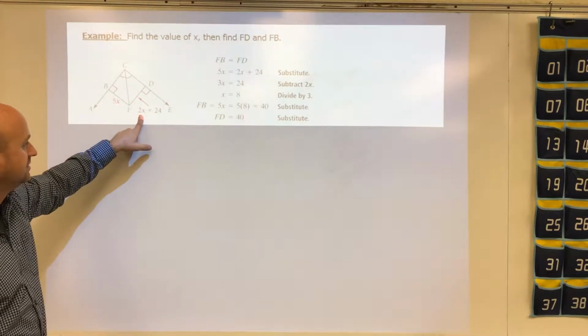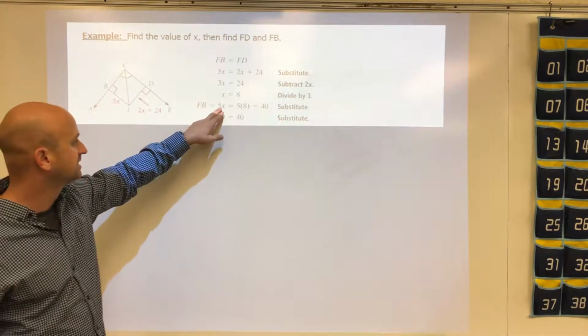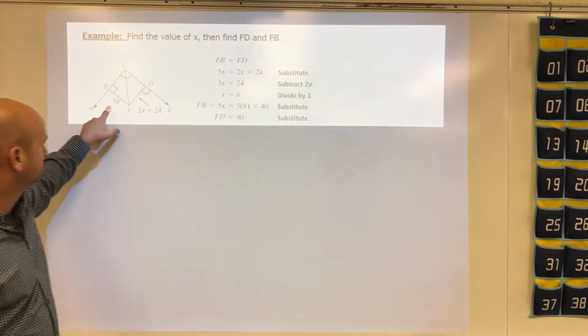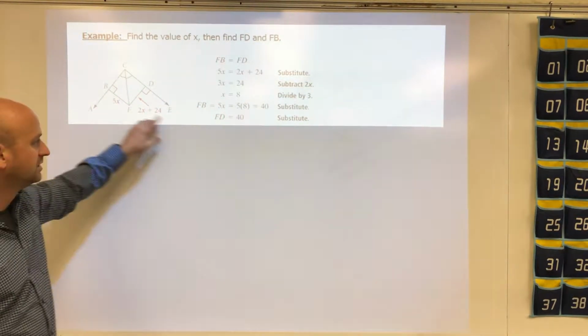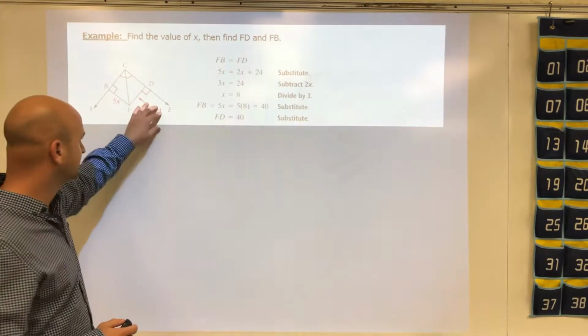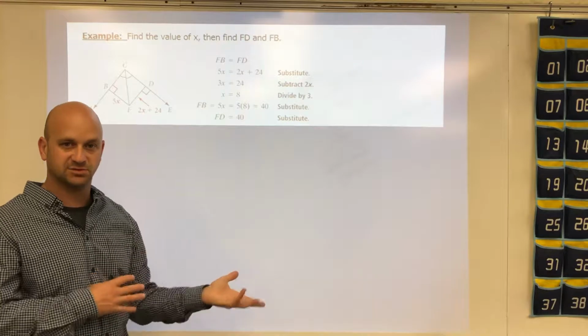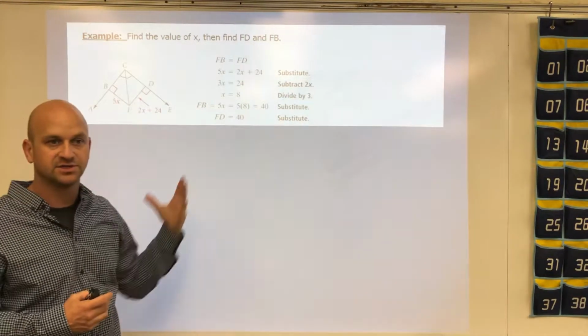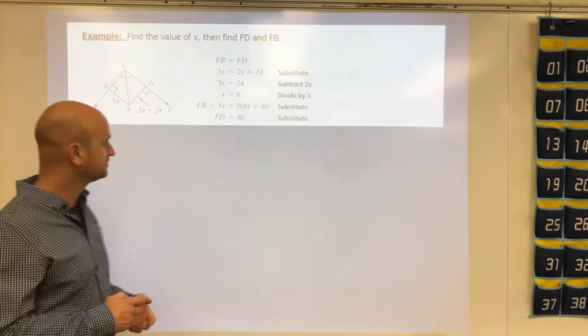And now we have to plug in for FD. FD and FB are the same. In this case, they used FB, which is easier to do. So you take x and plug it in, 5 times 8, which is 40, and because they're the same length, we only have to do it once. So this is an example of a problem where we take the property of an angle bisector and the distance from that bisector to the sides of the angle to solve for side length problems.